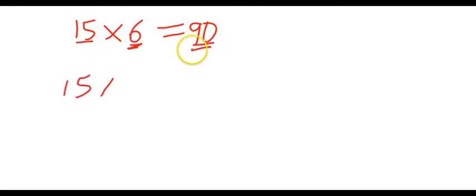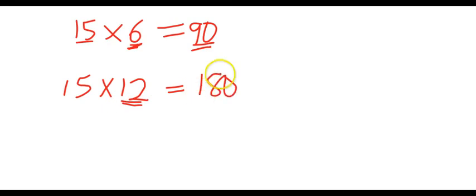If I say 15 times, let's say, 12, I'll first say that 12 times 5 is 60. Then 60 plus 120, because I'm going to attach 0 to this number and get 120. So 120 plus 60 will give me 180. And so 15 times 12 is 180. That's very cool.